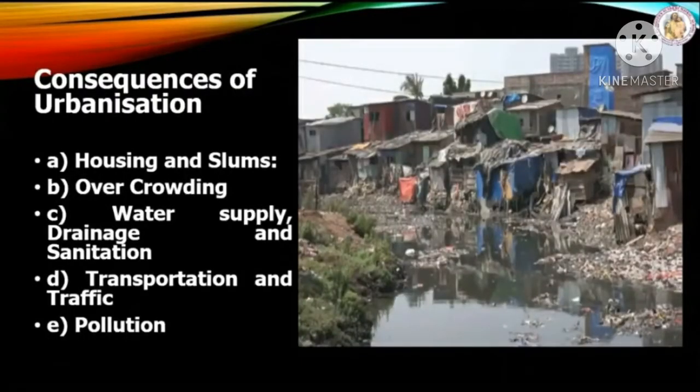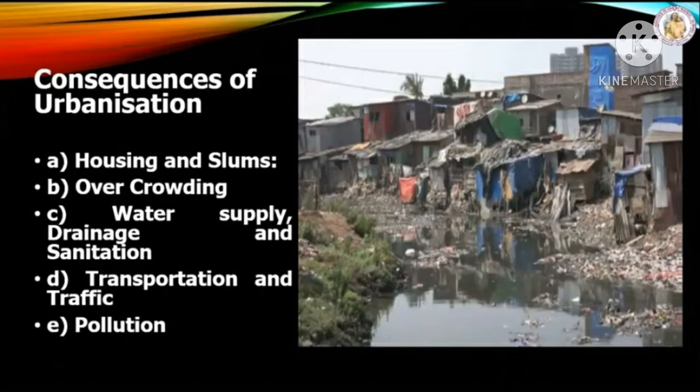Consequences of urbanization. First, housing and slums. There is a lack of space for housing and a marked reduction in the quality of housing in urban areas due to increase in population. This problem may increase in the years to come. Rapid urbanization results in the development of slums and overcrowding. Overcrowding leads to an unhealthy environment in urban areas. It is also the cause of many diseases and riots.